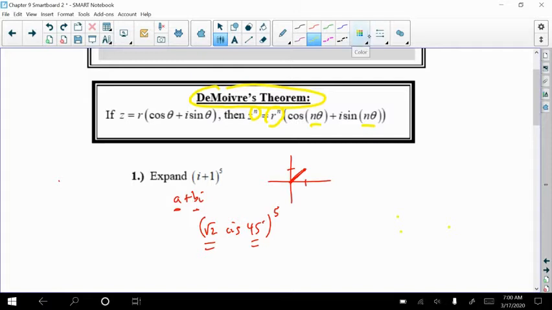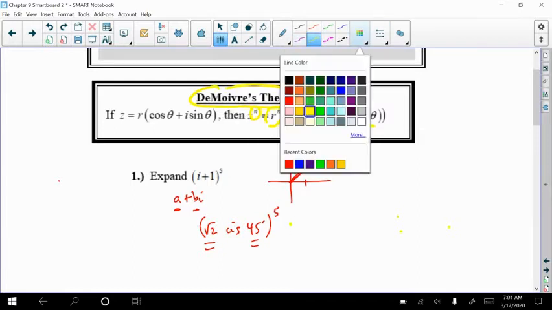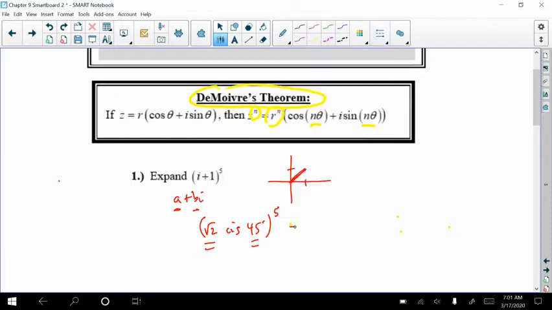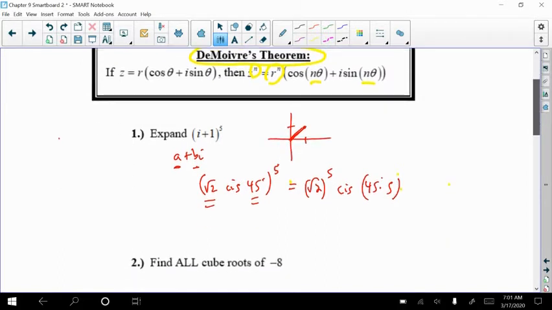So what ends up happening is this is equal to the square root of 2 to the fifth power cis, and then it'd be 45 times 5. So then I can simplify this. Root 2 to the fifth power is 2 to the half power to the fifth, that's 2 to the 5 halves, which means root 2, root 2, root 2, root 2, root 2. Every 2 pair off, so that's a 2, 4, and there's 1 left over. And 45 times 5 is 225. So 4 root 2 cis 225.